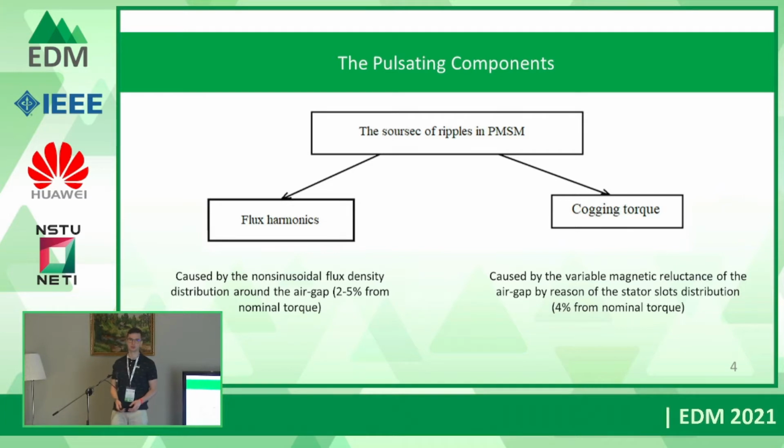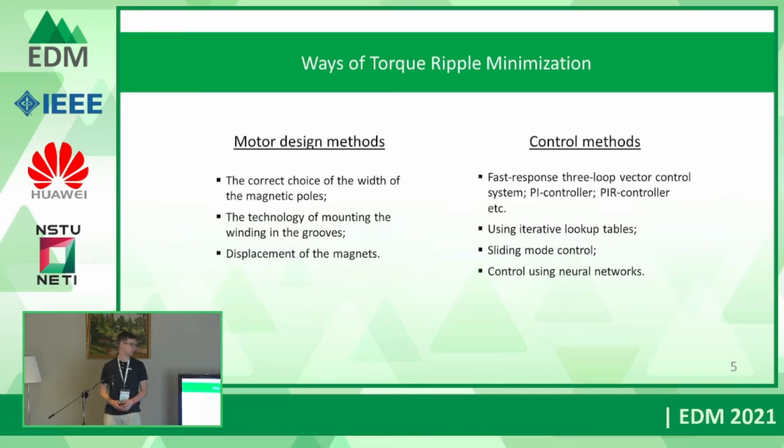Also, pulsations can be caused by dead time of the frequency converter and the error of stator currents and rotor speed measurements. The ways of torque ripple minimization can also be divided into two main groups. First is based on optimization of the PMSM construction, with, for example, the correct choice of the width of the magnetic poles and the technology of mounting the wedge in the grooves. But this group of methods didn't find widespread use in industry because of the increase in PMSM cost and decrease in nominal speed.